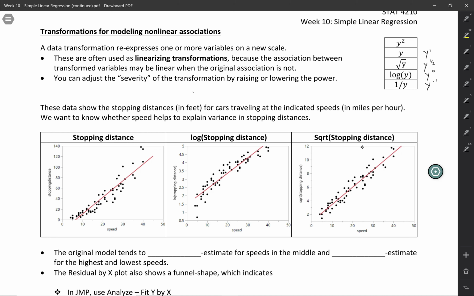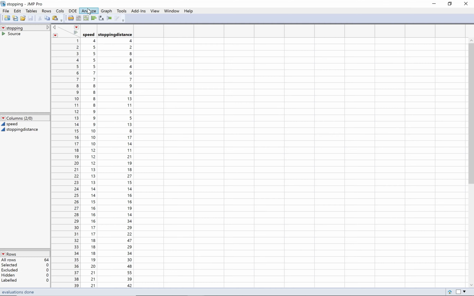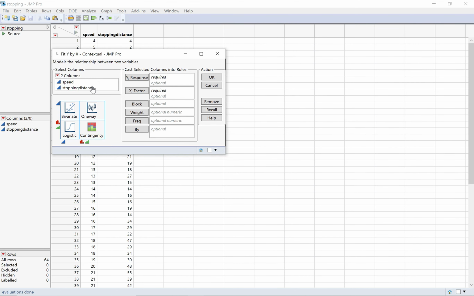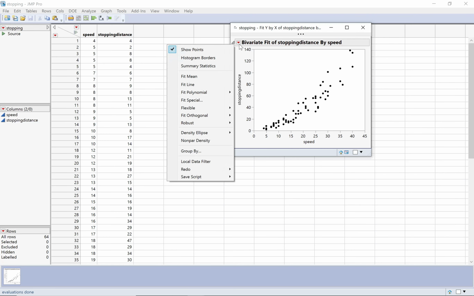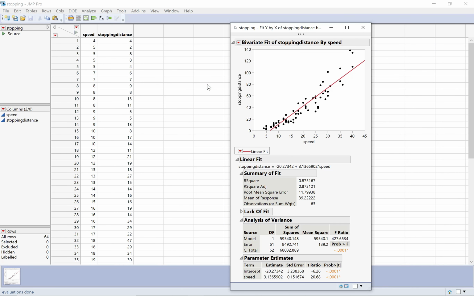Let's consider an example where we're looking at the relationship between stopping distances in feet for cars traveling at different speeds, in miles per hour. We want to use the speed to help explain the variance in stopping distance. At first we would just consider a regular linear model with speed as the explanatory variable and stopping distance as the response. I'm going to do this in JMP with Analyze, Fit Y by X. Stopping distance is my Y and speed is the X. I've got the scatter plot there and I can fit a line to it.